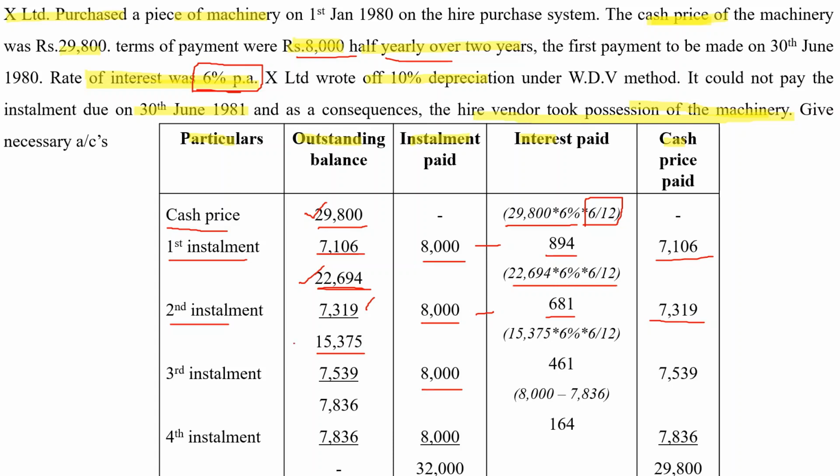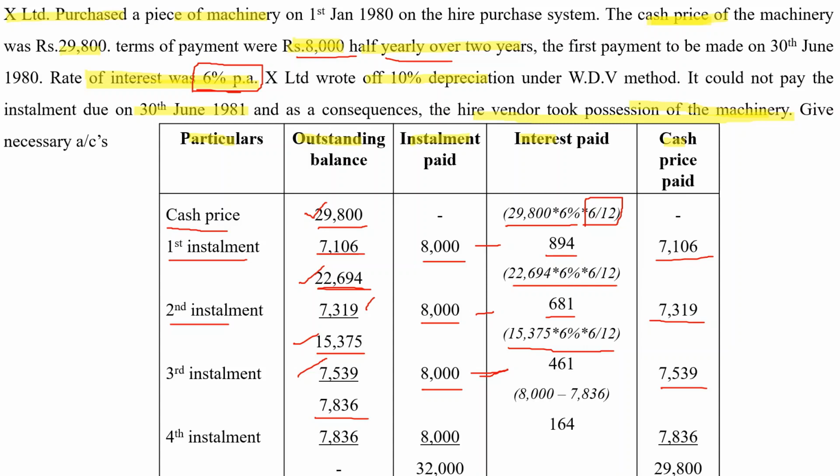We are calculating interest on the outstanding balance. 15,375 into 6% into 6 by 12. So 8,000 minus interest 461 will give you the cash price. Write it in the cash price column, and again we are deducting it from the outstanding balance. So now the outstanding balance is 7,836. This is the last installment.